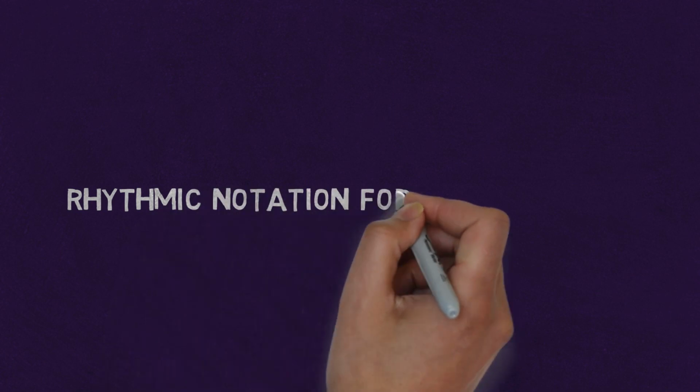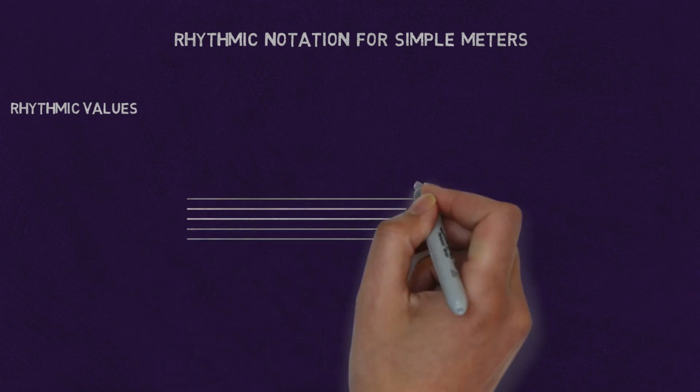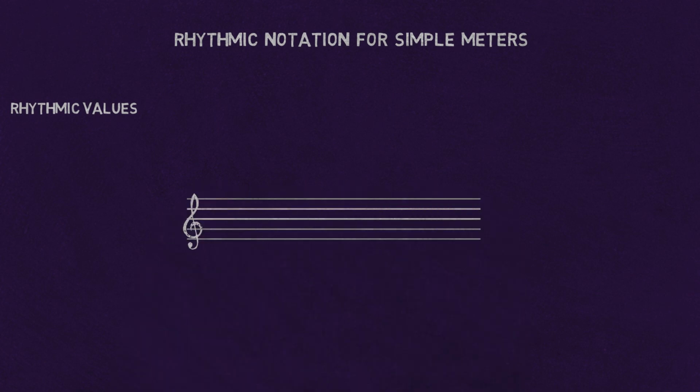Rhythmic notation for simple meters. Rhythmic values. The parts of a note are labeled in the figure.